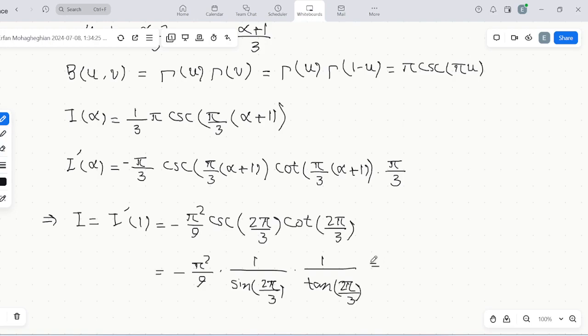Sine of 2 pi over 3 is the same as sine of pi over 3, or 60 degrees, so square root of 3 over 2. And tangent of 2 pi over 3 is negative tangent of 60 degrees, or negative square root of 3. So finally we get positive pi squared over 9 times 1 over root 3 over 2 times 1 over root 3. And after rearranging and simplification, we finally get 2 pi squared over 27, which is the final answer.